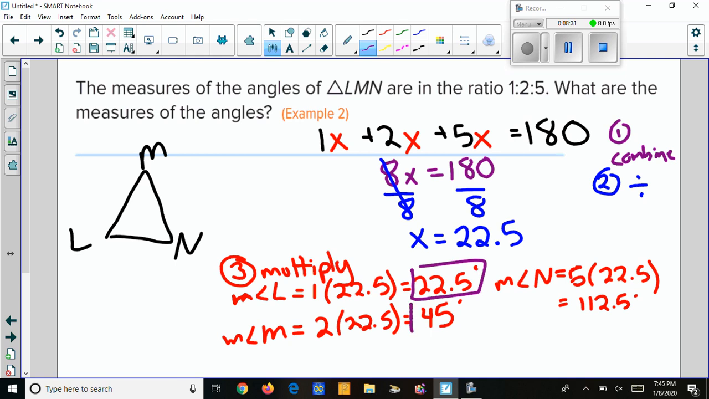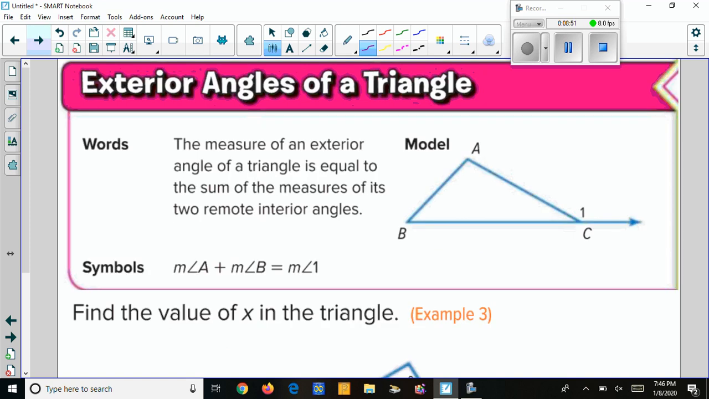I have to find all three angles. Once you get into the groove, these problems actually go much quicker than some of the other ones. And now for the last type of problem. The last type of problem is the exterior angles of a triangle.